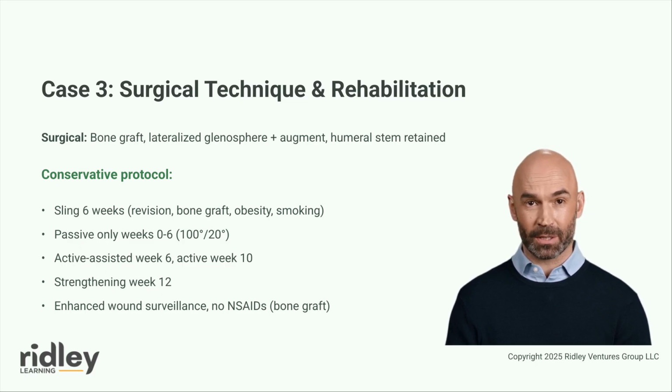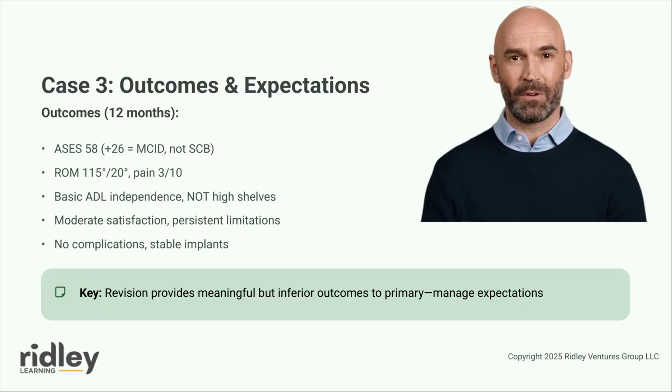Aerobic conditioning was encouraged. From week 16 onward, progressive strengthening was introduced targeting the deltoid and periscapular muscles. Functional training emphasized activities of daily living independence with realistic goals, not high-level activities. Lifelong activity modifications were counseled. Annual surveillance was recommended.